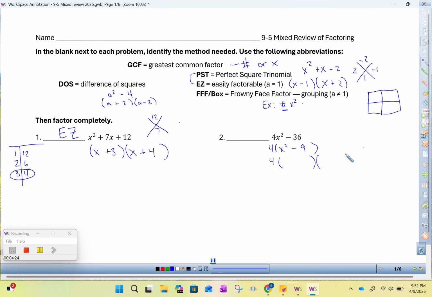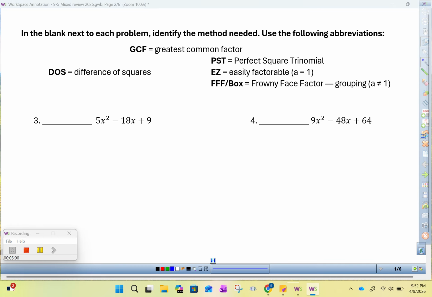So this is going to still be pretty easy to set up, but we're using the square roots to pick our first terms and our last terms. Square root of x squared is x, that goes first for both, and the square root of 9 is 3. That goes second for both. And then in order to multiply to be a negative, I need one positive, one negative. With that, we really had two things going on, GCF and a difference of squares.